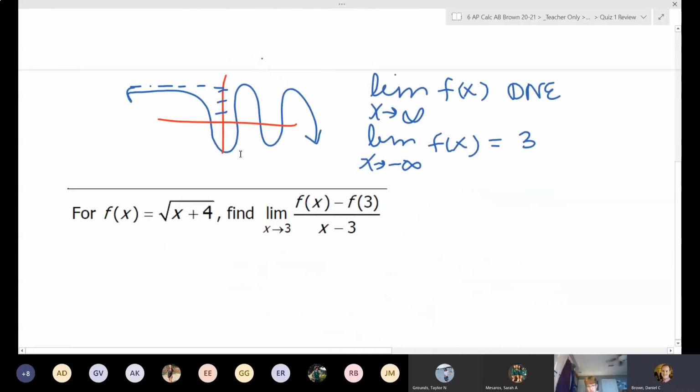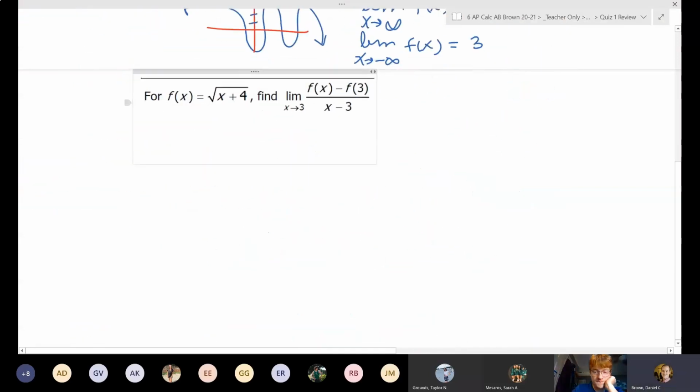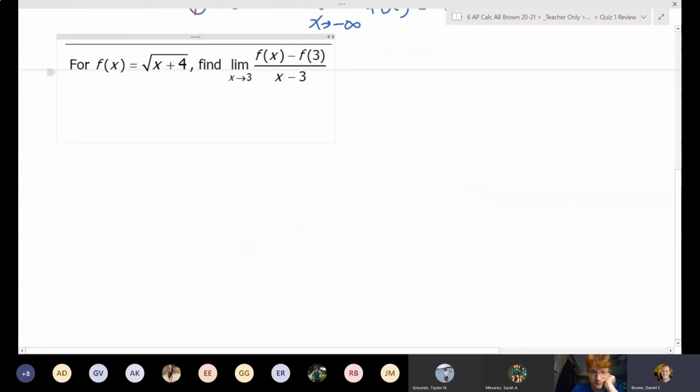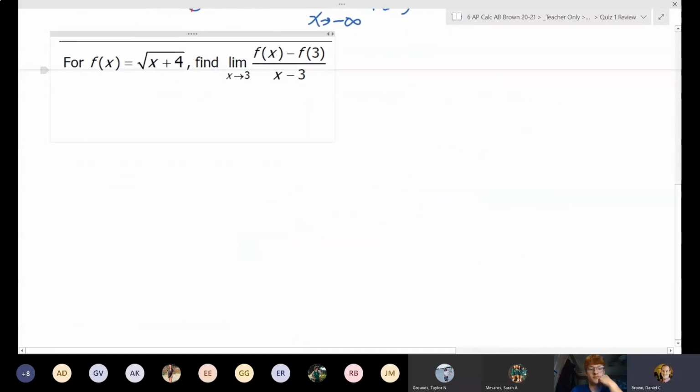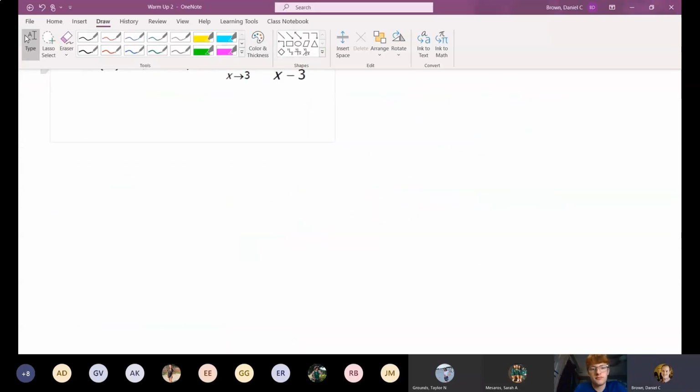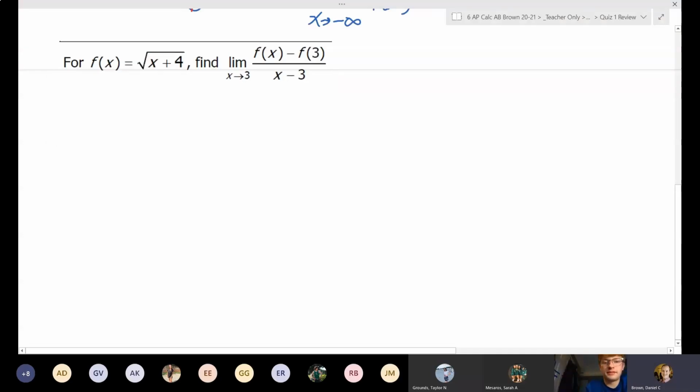Go ahead and try this one for me. I wanted to give you one where you had to set it up, because I think that is what most students, if they have an issue with limits, it tends to be around there. So setting it up correctly is the first part, and then once you set it up correctly, you actually have to go back and solve it.